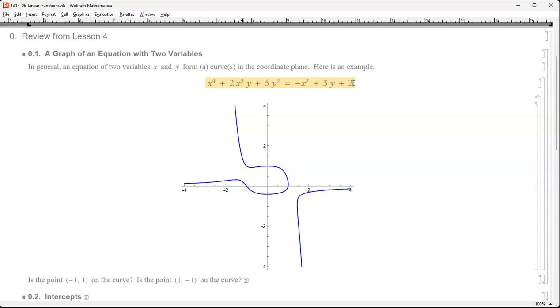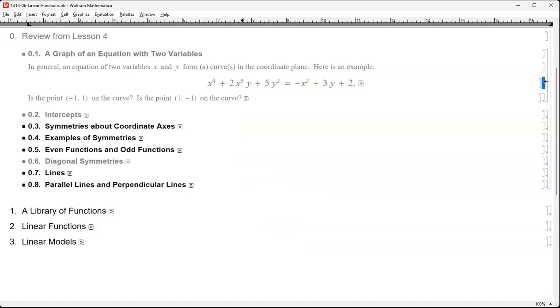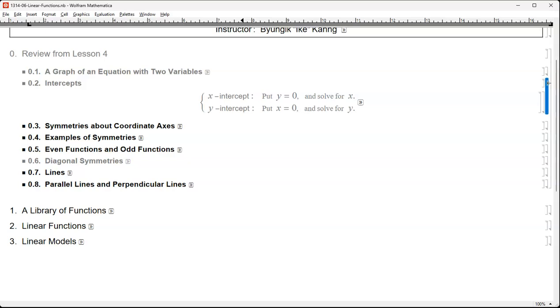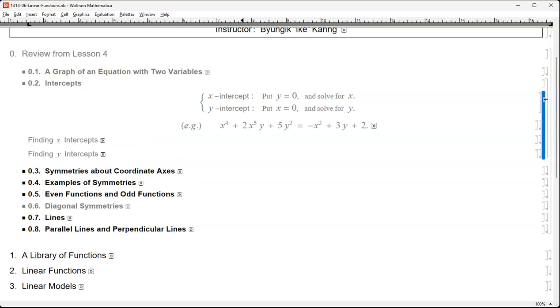So this equation defines a relation. So it does not define everything from this Cartesian coordinate plane. Just a subset. Typically, a curve or several curves put together. In this particular case, two curves put together. That was an example. And then remember doing the intercept problems.